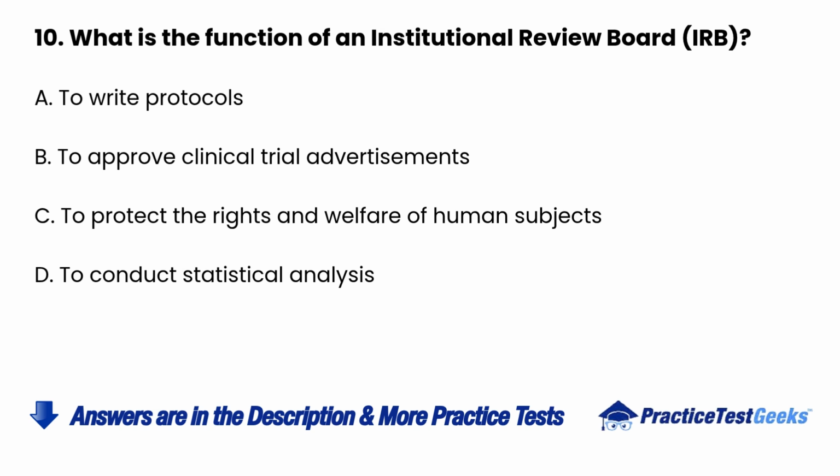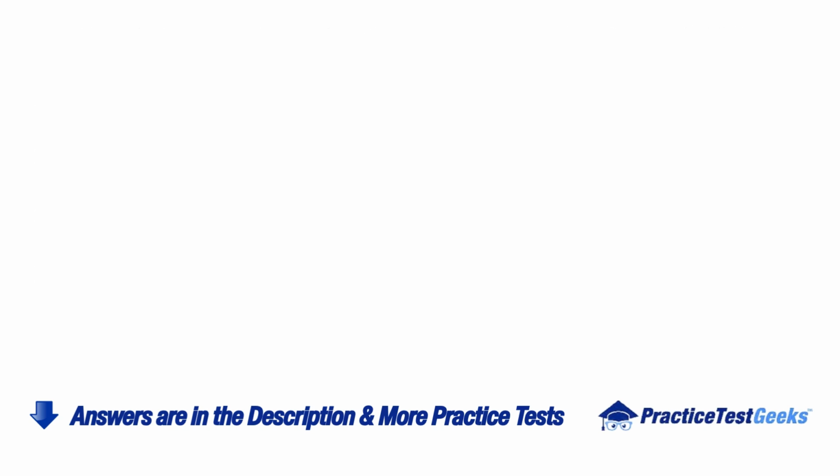What is the function of an institutional review board or IRB? A. To write protocols. B. To approve clinical trial advertisements. C. To protect the rights and welfare of human subjects. D. To conduct statistical analysis.